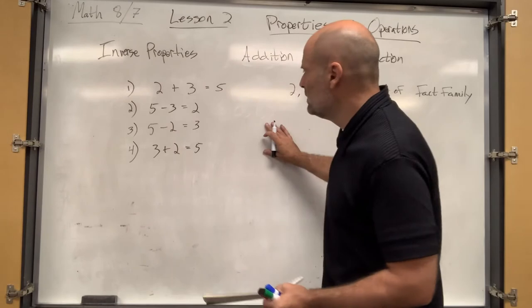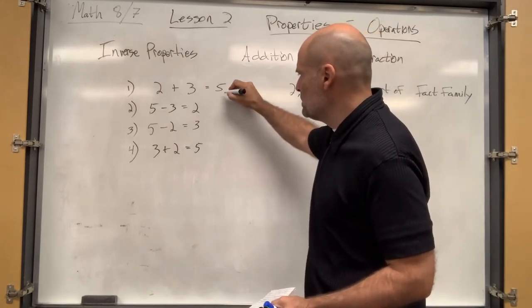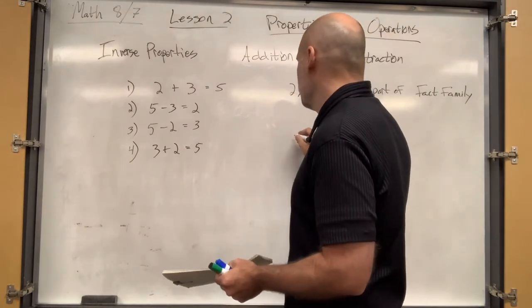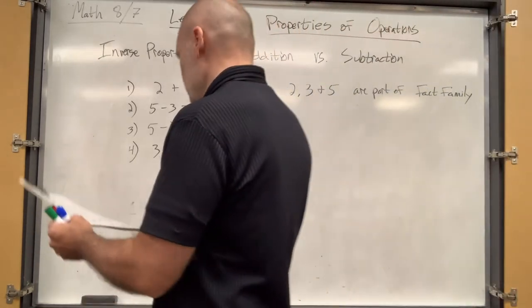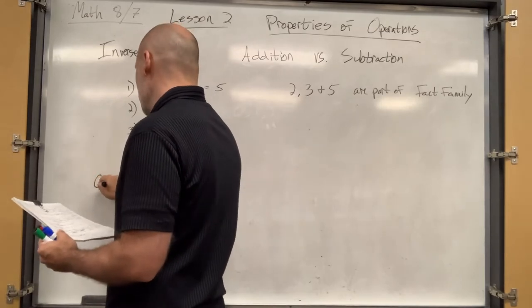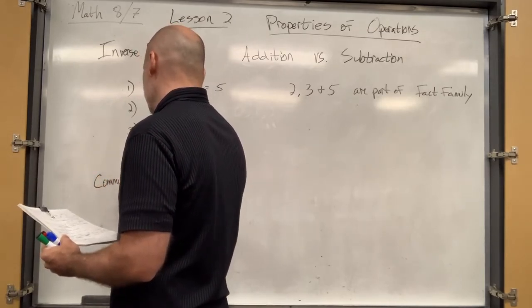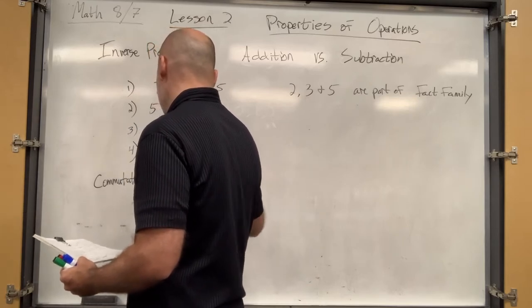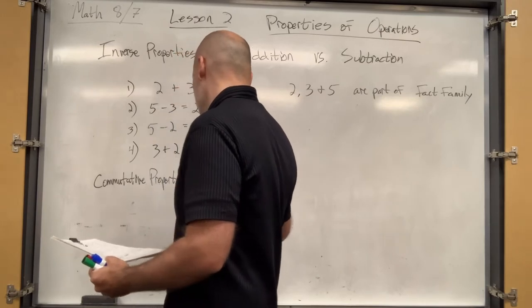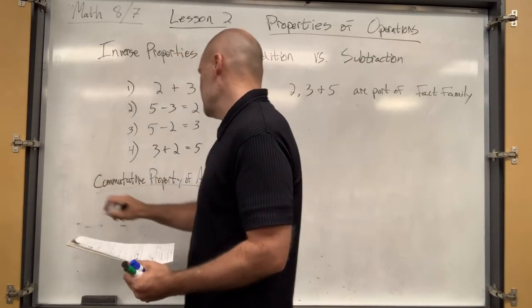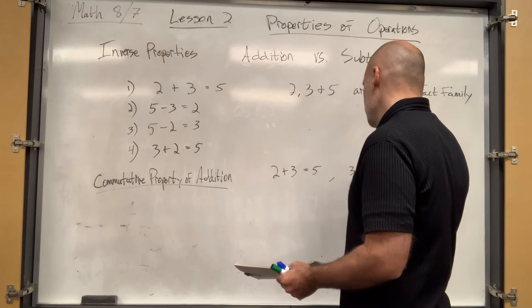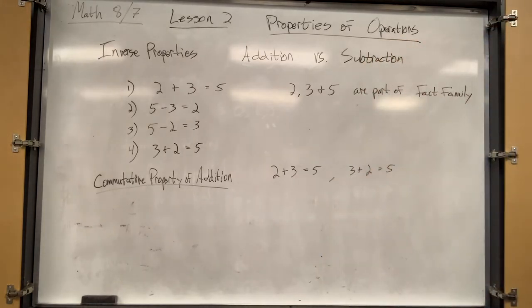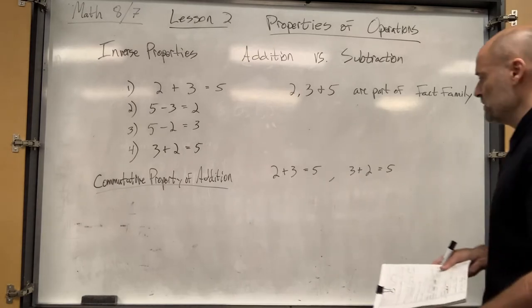So, here's what we notice. We can switch these two addition problems around. 2 plus 3 and 3 plus 2 are both going to equal 5. So this is called the commutative property of addition. That's a big word. Commutative property of addition basically says 2 plus 3 equals 5, and also 3 plus 2 equals the same thing. So you can switch the order of an addition problem and it doesn't affect the answer, okay? Adding 3 plus 2 is the same thing as adding 2 plus 3.